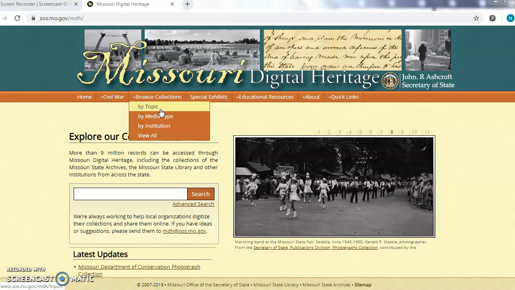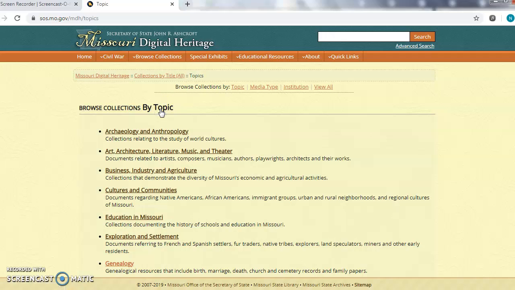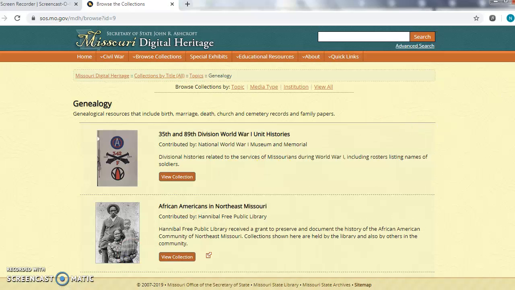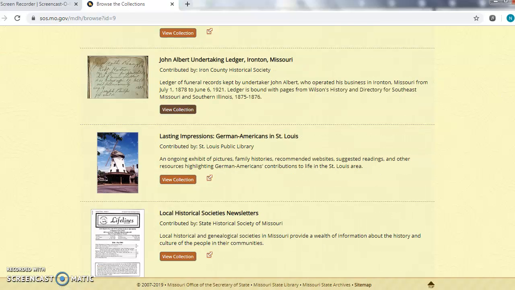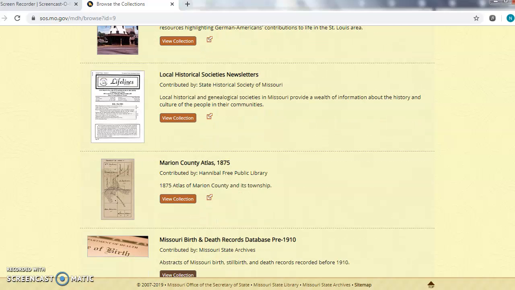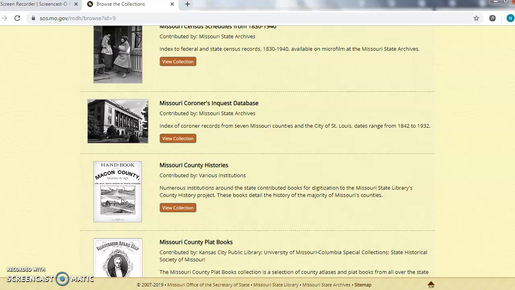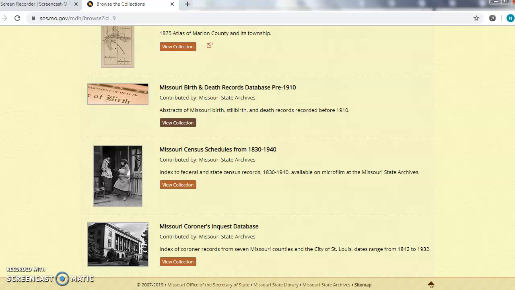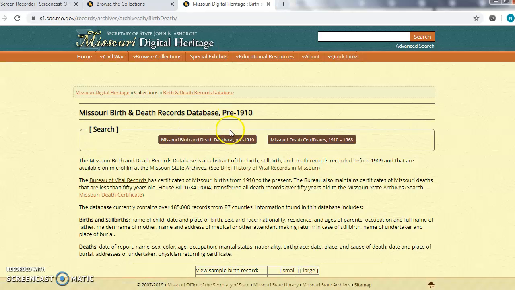You can view these by topic, and the most important one, of course, is genealogy. And one of the most important collections are the Missouri birth and death records. You can either do pre-1910 or you can do 1910 to 1968.